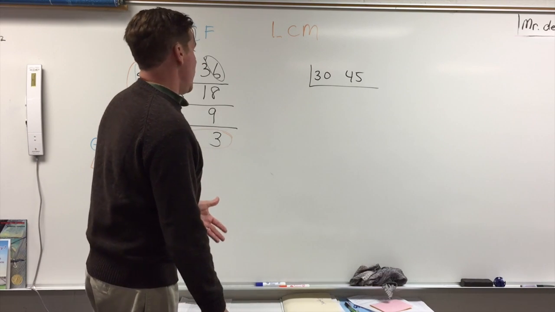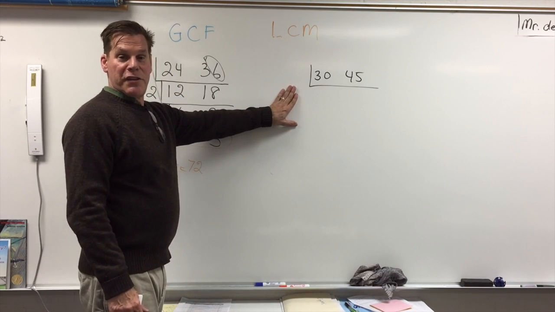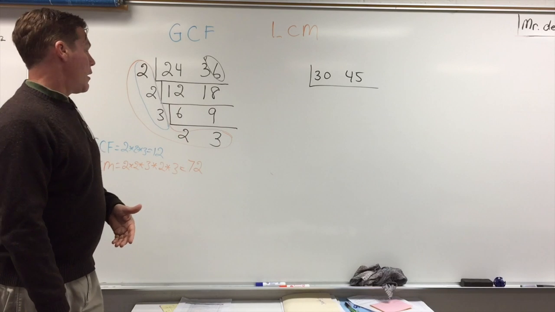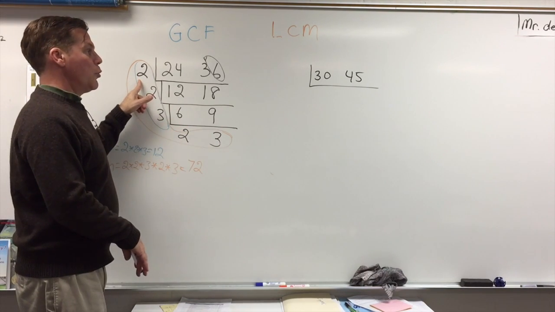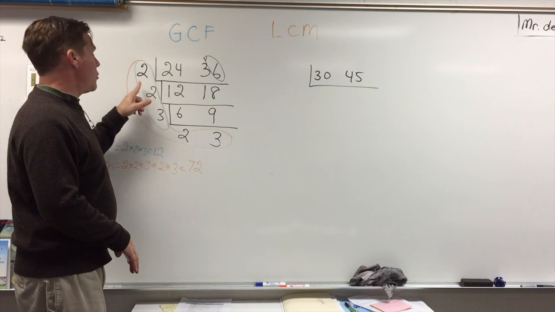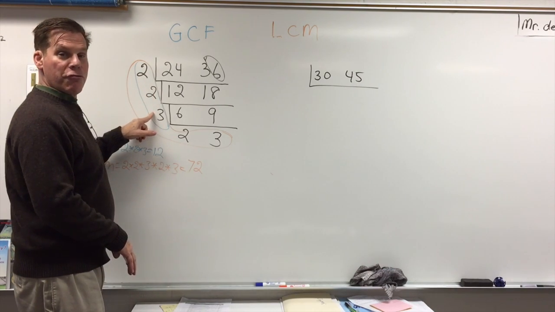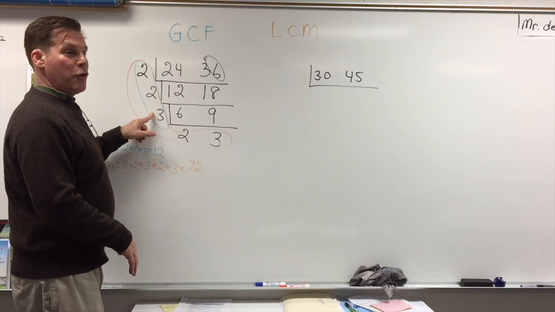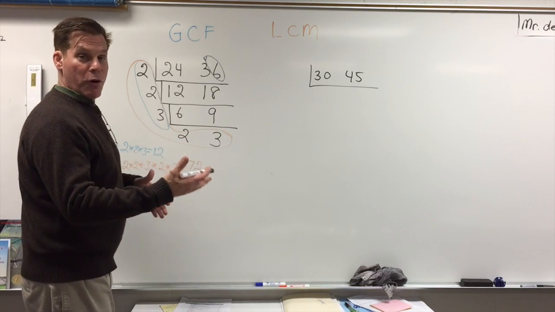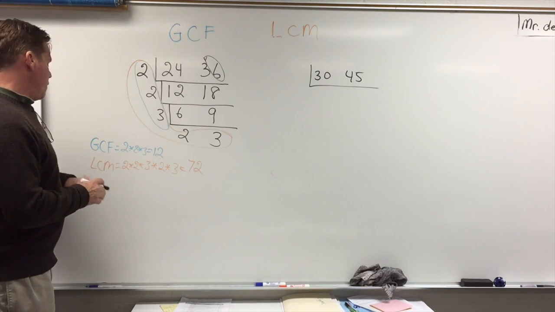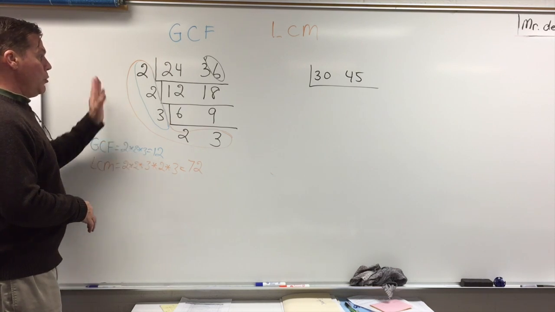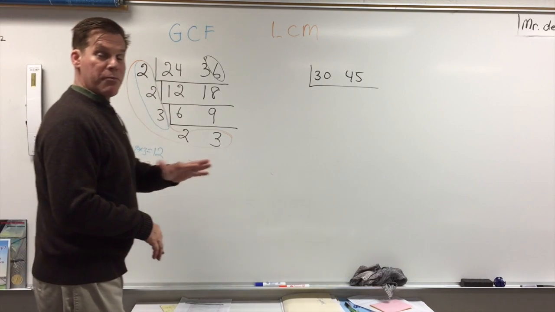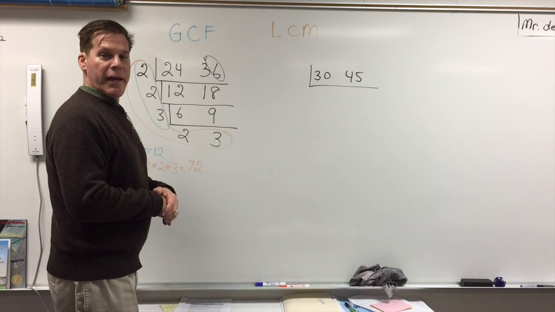All right, the next thing I'd like you to do is try this example right here. Now remember, we always start off with the first prime number and see if it works. Will 2 work on both of those numbers? If not, you go on to the next prime number, which is 3. And after that, you go on to 5, and so on and so forth. Let's see if you can find the greatest common factor and the least common multiple using this technique. So stop the video now and see how well you do.